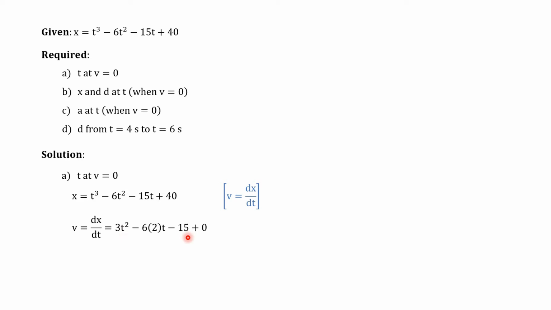With the equation now for velocity, we can set the velocity equal to 0 so that we can solve for the target variable, which is time t, at which velocity is equal to 0. After setting velocity equal to 0, we have this quadratic equation, and by the quadratic formula, we can solve two values of time. One is negative 1 second, which is absurd because there's no such thing as negative time. The other value is 5 seconds, which is our final answer for the first requirement.